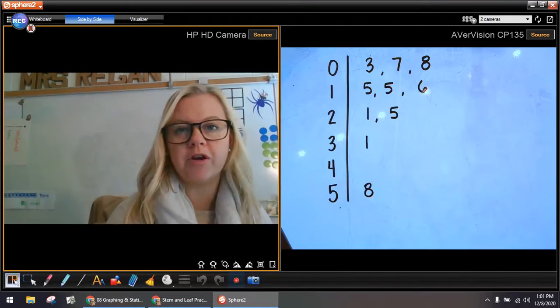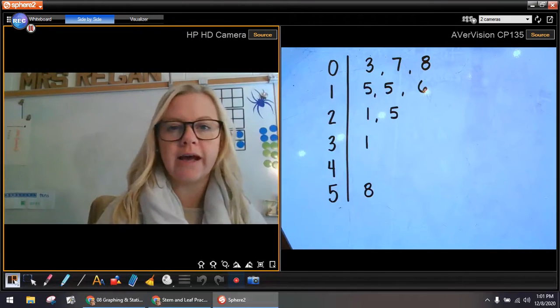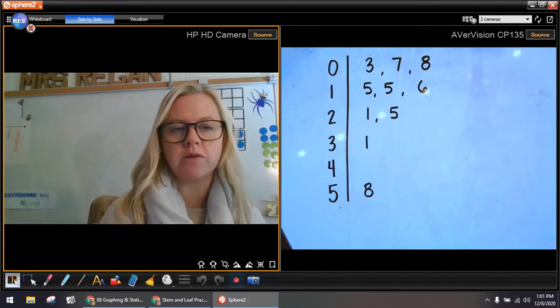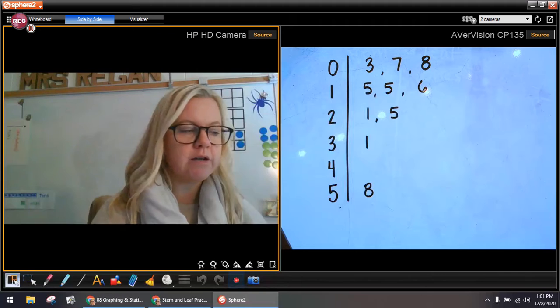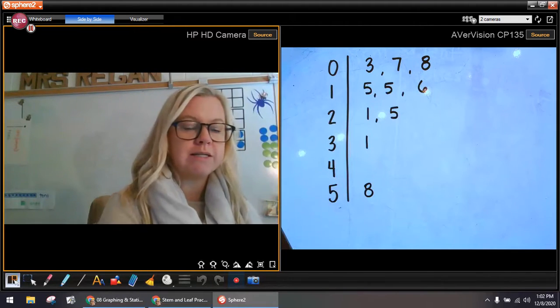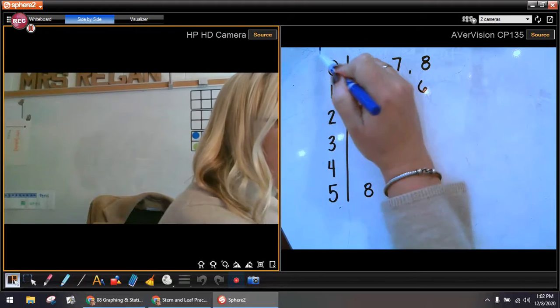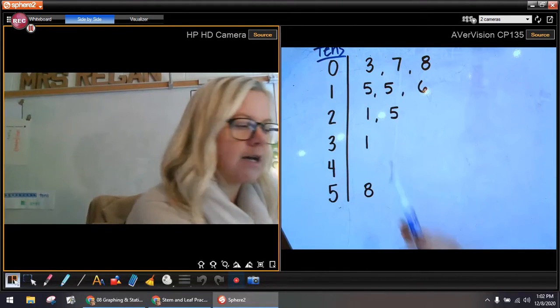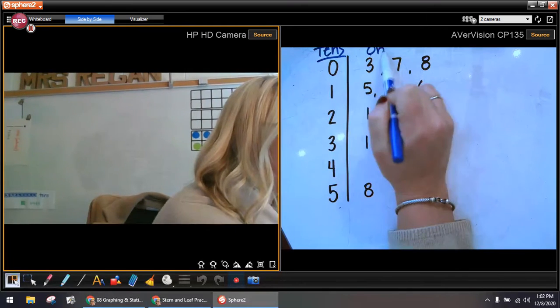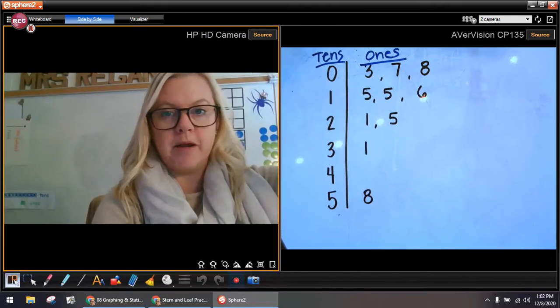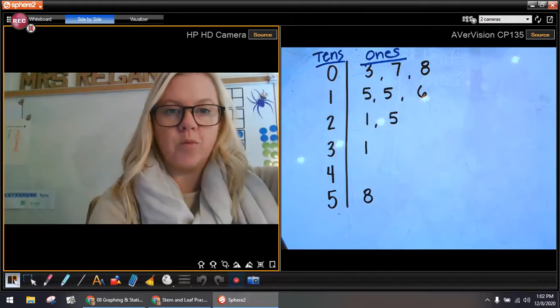Now that we know how to create a stem and leaf, let's look at how to read one, how to interpret it, how to look at the numbers and then figure out what those numbers are telling us. So again, just as a reminder, this is my stem side, which represents my tens. So this is how many tens are in the number. And then the leaf on the other side are the ones. When I put a tens and a ones together, that's what gives me my number. So I have tens and I have ones.